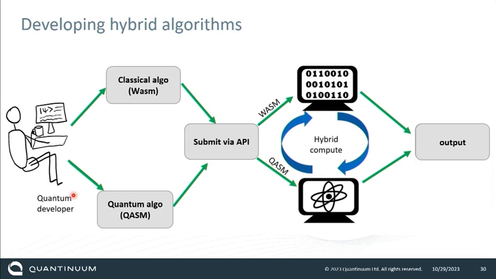So this is a little cartoon of how the development of this works. The quantum developer will in tandem write their classical algorithm, such as their decoder, as well as their quantum algorithm, like their QEC code. They'll submit both through the API, and then the classical part will run on the CPU, the quantum part on the QPU, and you'll get your output.